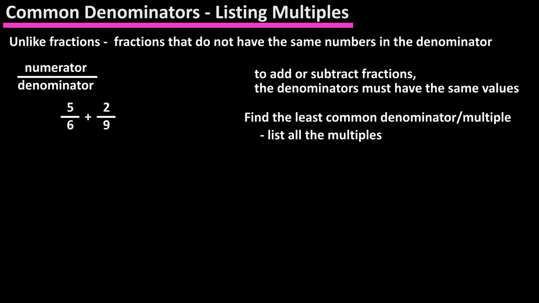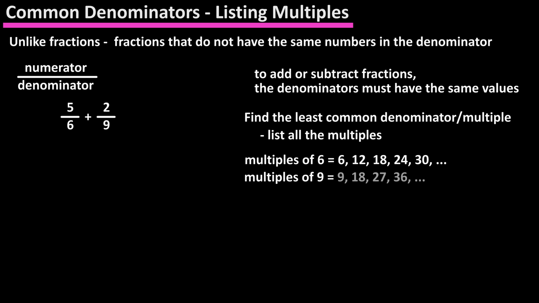We'll start by listing all of the multiples for the denominator of the first fraction, which is 6. The multiples are 6, 12, 18, 24, 30, and if necessary you can continue onwards listing them out. Now we need to do the same for the denominator of 9 from the second fraction. So 9, 18, 27, and 36.